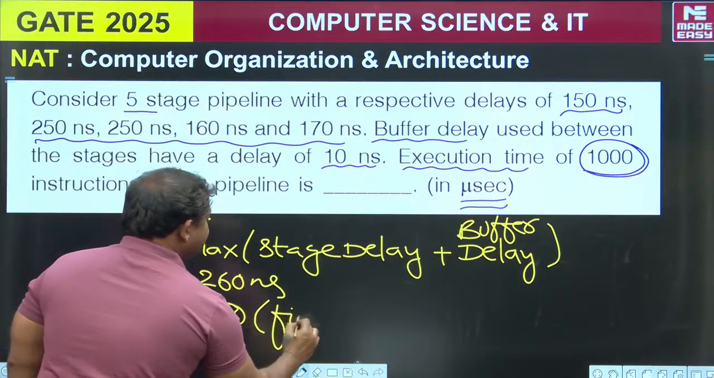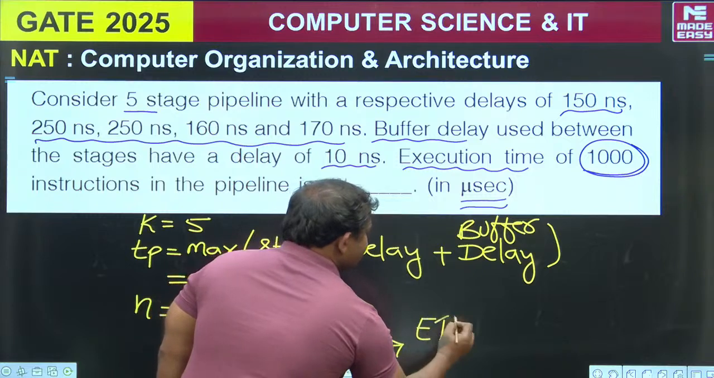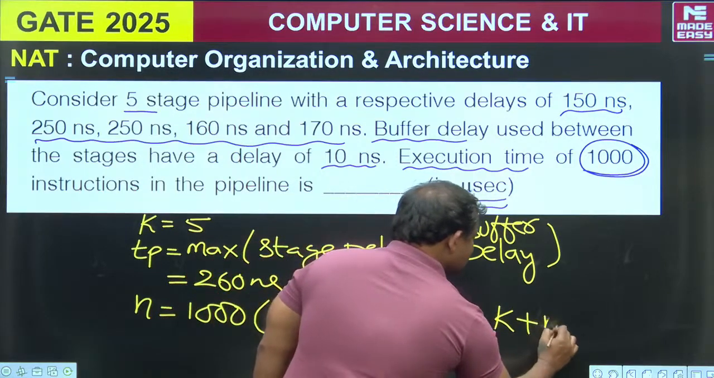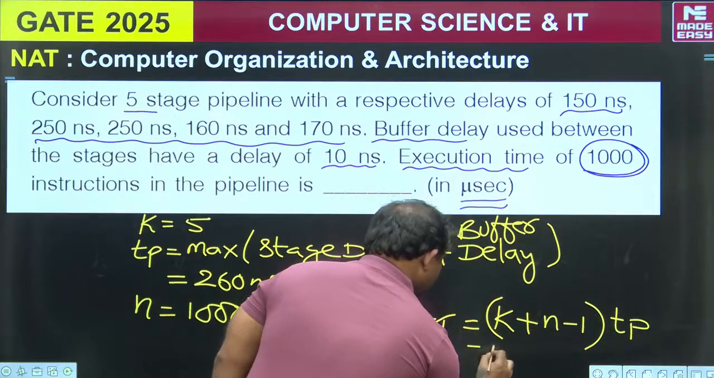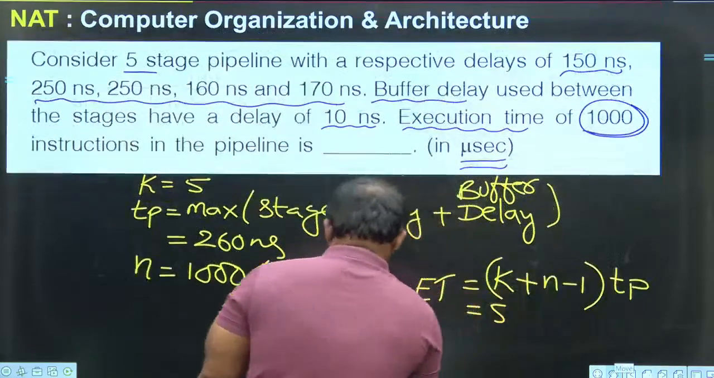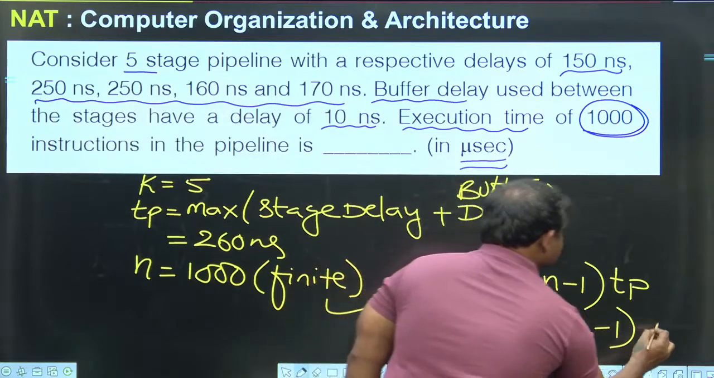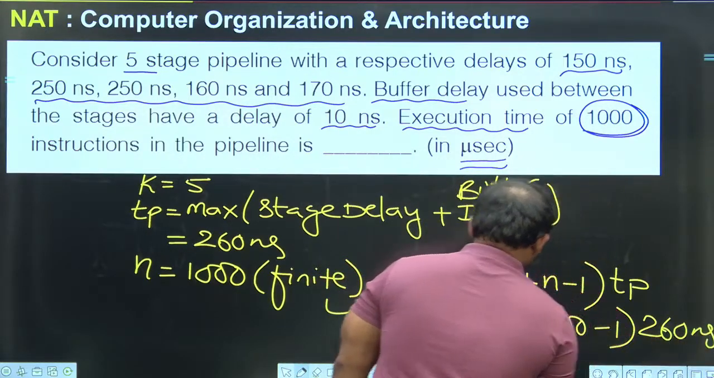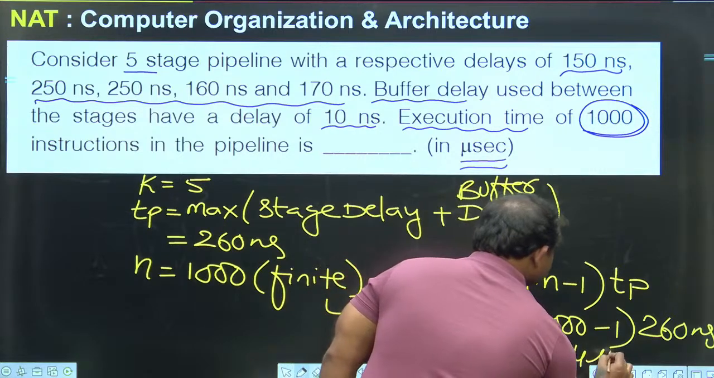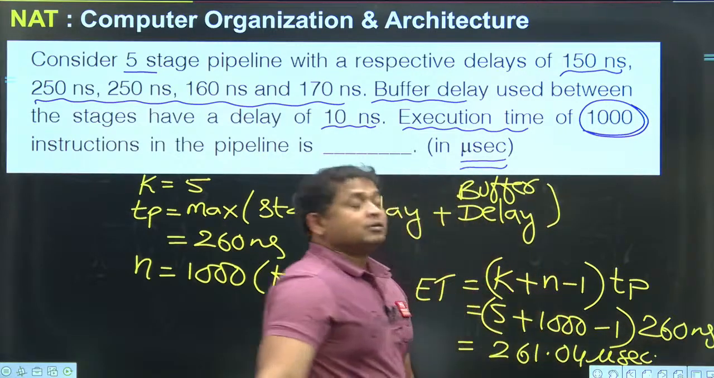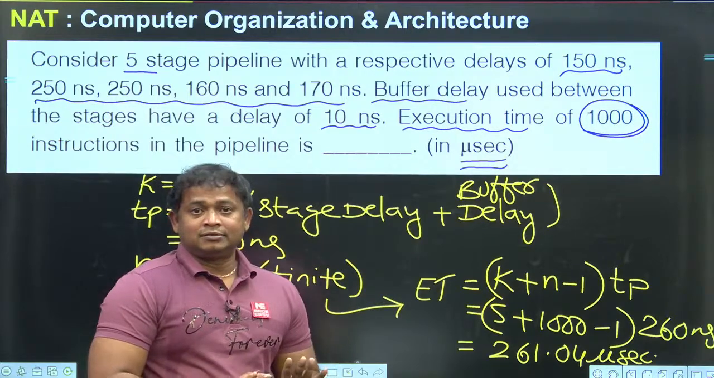1000 is nothing but a finite value. When it is a finite value, directly we can use the formula: execution time equals (k plus n minus 1) into TP, correct? So k is 5, (n is 1000, minus 1) into 260 nanoseconds. When you simplify this, it becomes 261.04 microseconds. Okay students, 261.04 microseconds is the answer.